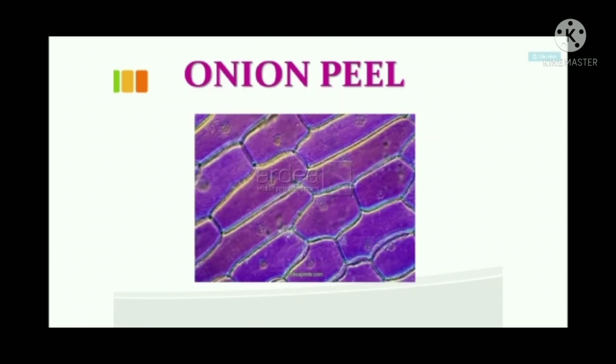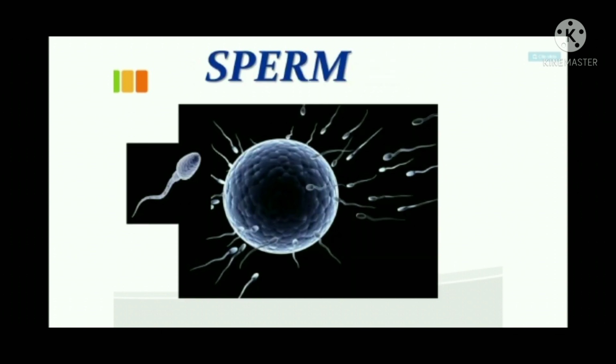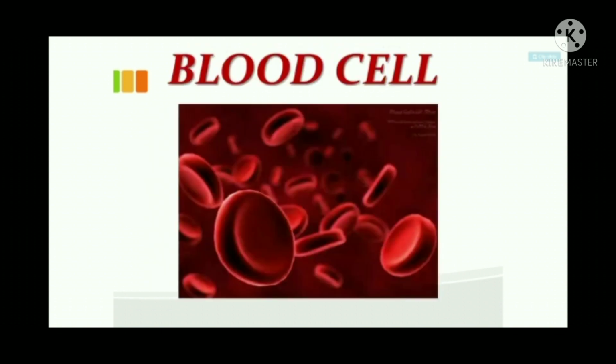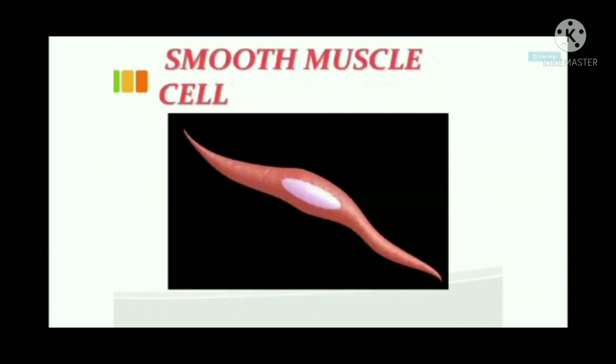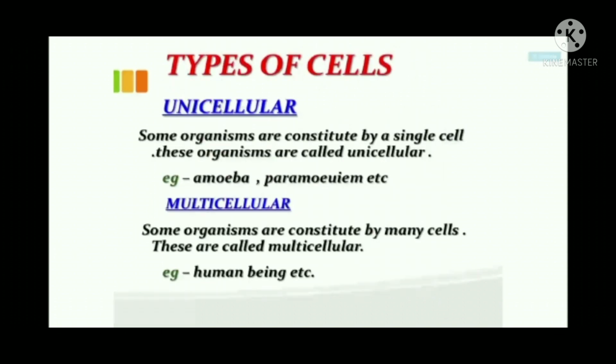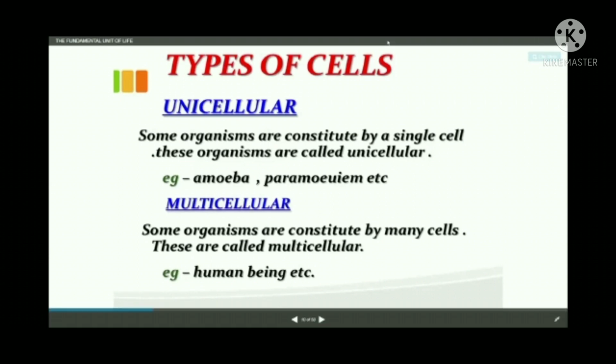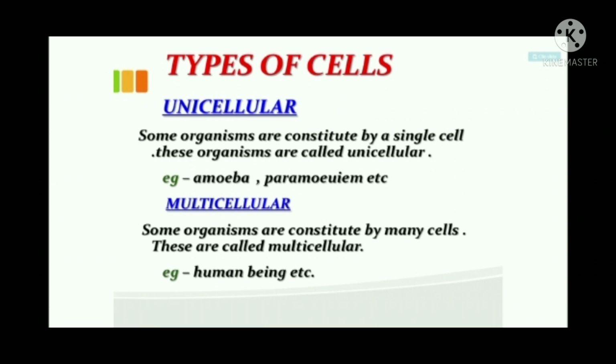Cell examples are onion peel, sperm, fat cell, blood cell, smooth muscle cell, etc. Types of cell: unicellular and multicellular. Unicellular: some organisms are constituted by a single cell. They have only a single cell, so they are known as unicellular. Example: amoeba and paramecium, etc. Multicellular: they have more than one cell and are called multicellular. Example: human being, etc.